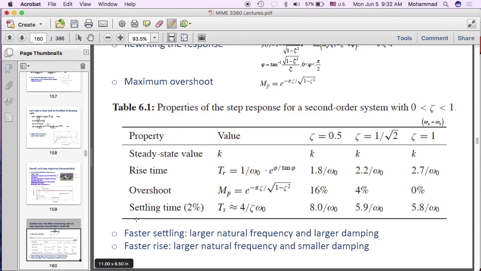Means what? Means as damping increases, rise time goes up, so the initial response gets slower. But the overall response, the settling time, favorably changes. As damping goes up, the settling time gets shorter. So these are opposing trends that we have.